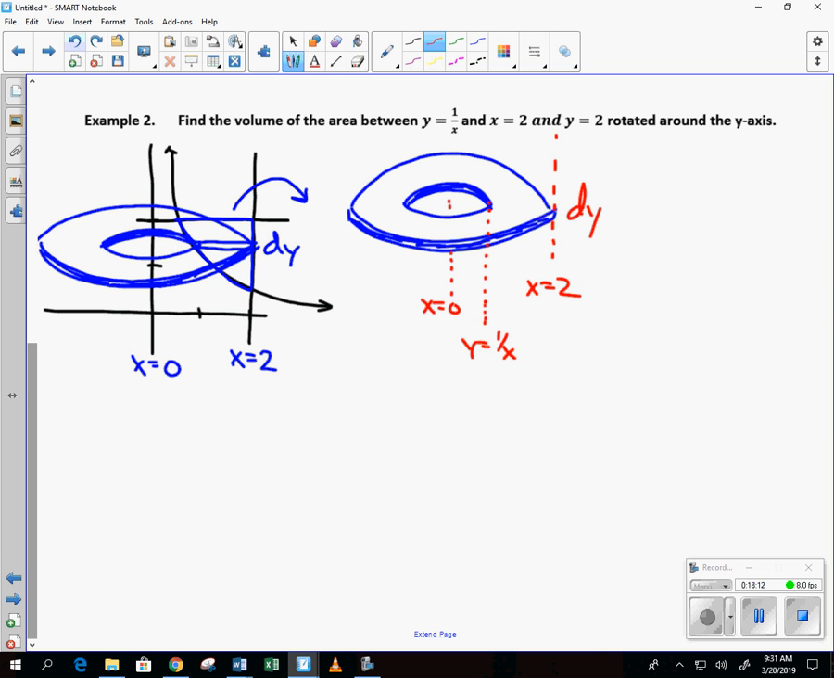dy. So that means I have to have a y, but I've got an x. So what are you going to do? We've got y equals 1 over x. How are you going to solve this guy? We cross multiply to get xy equals 1. Then x is 1 over y. Very good. So we've got x is 1 over y.